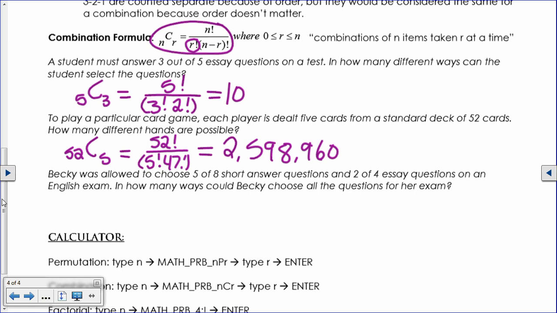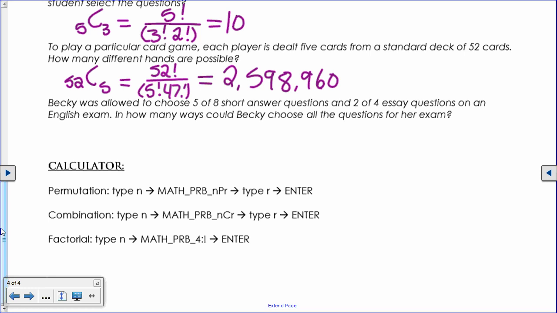Our last one here. Becky was allowed to choose 5 of 8 short answer questions and 2 of the 4 essay questions on an English exam. How many ways could she choose all of the questions for the exam? So this one's a little bit of a twist. We're going to have 2 different things going on here. I have the short answer and the essay.